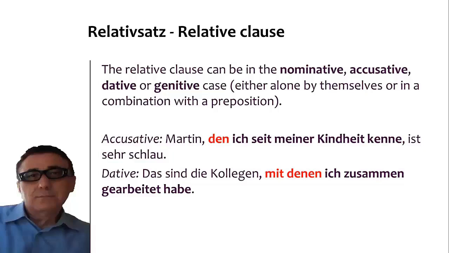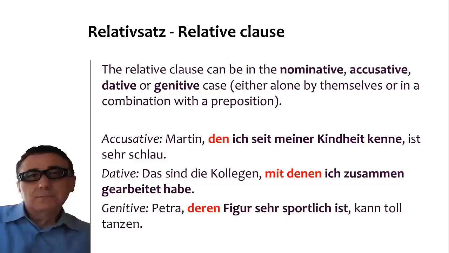And now look at an example in genitive. Petra, deren Figur sehr sportlich ist, kann toll tanzen. Okay, at first we have a Petra. Petra kann toll tanzen. She dances great. I want to give extra information about Petra. Petra, whose figure is very sporty. Deren means whose. The figure of Petra. Petra, deren Figur sehr sportlich ist, kann toll tanzen.